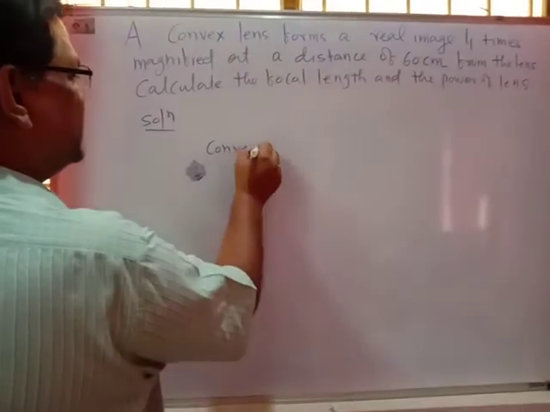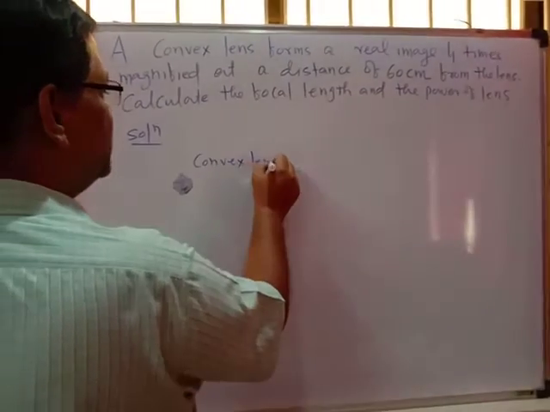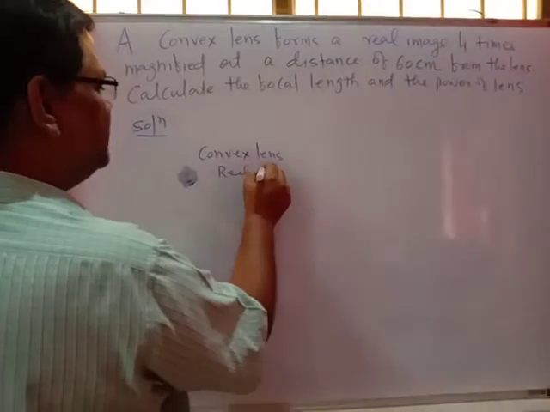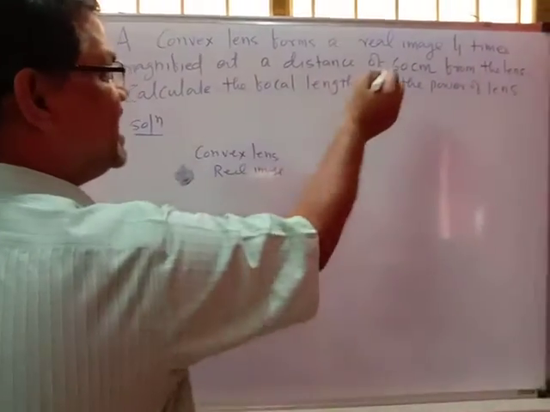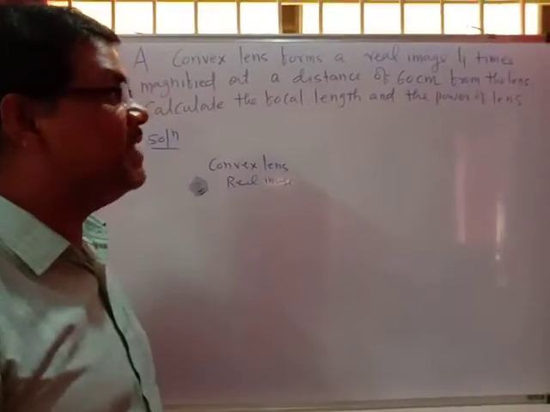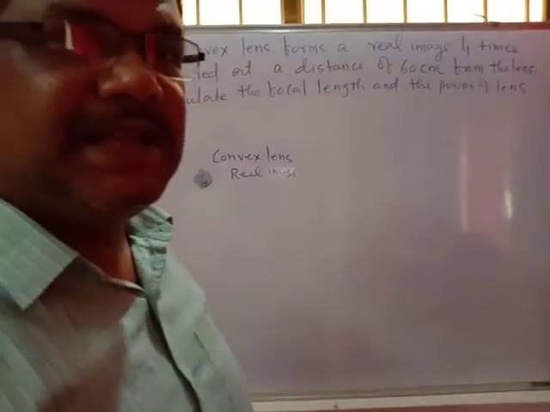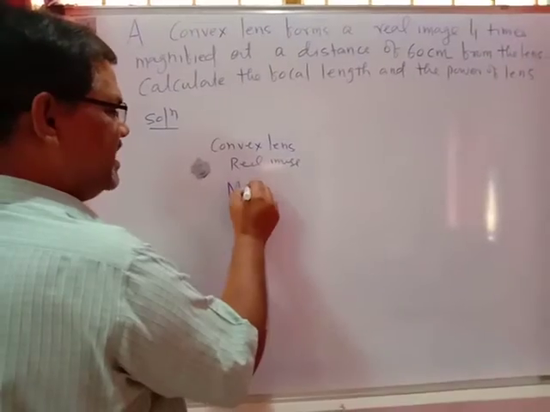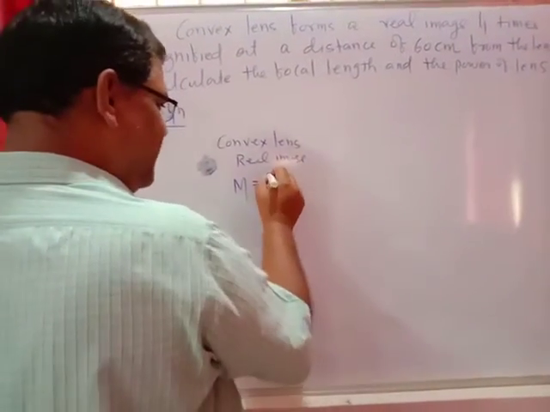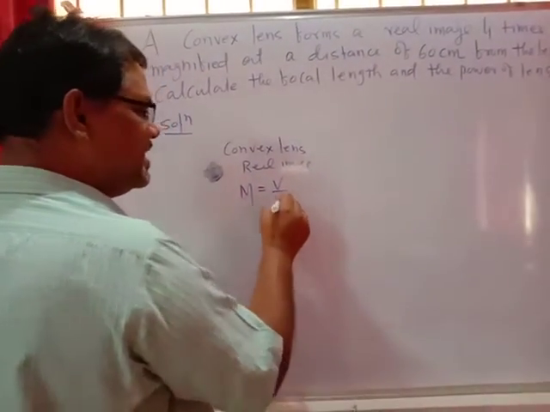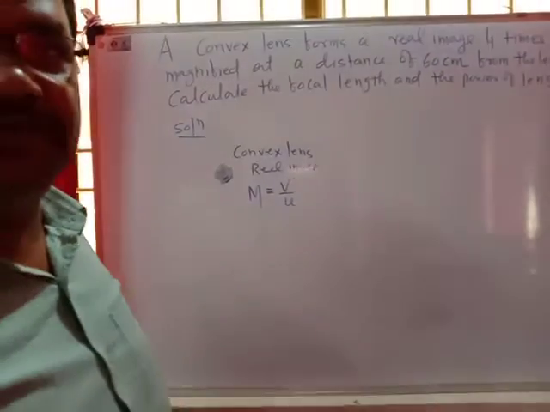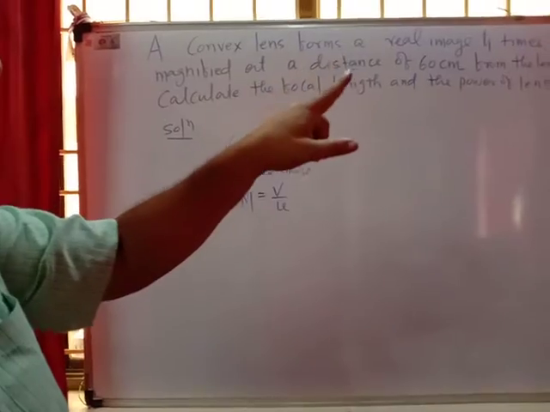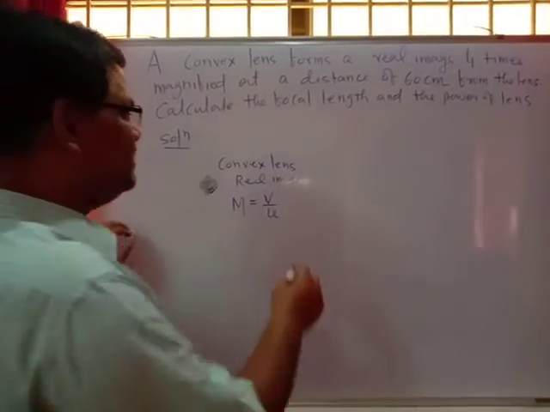The lens is convex, so it forms a real image. And the second data is that it forms a magnified image of 4 times. Magnification, you know the formula: magnification equal to V upon U. Always you have to use M equal to V upon U. And that is magnified 4 times, which means the magnification is 4.